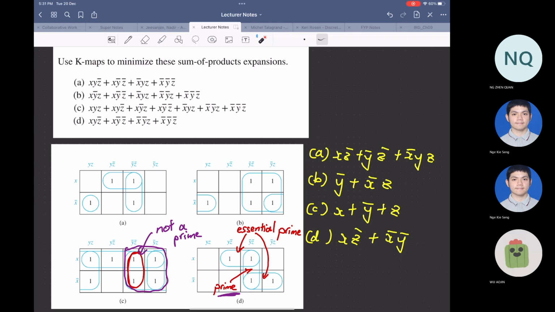Make sense? Following? Prime and essential prime. Any question?